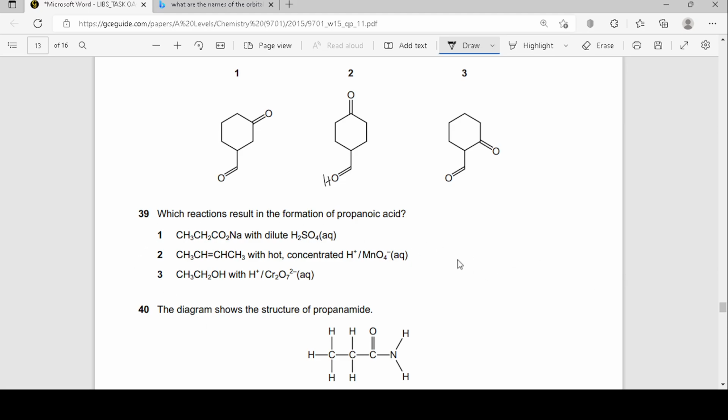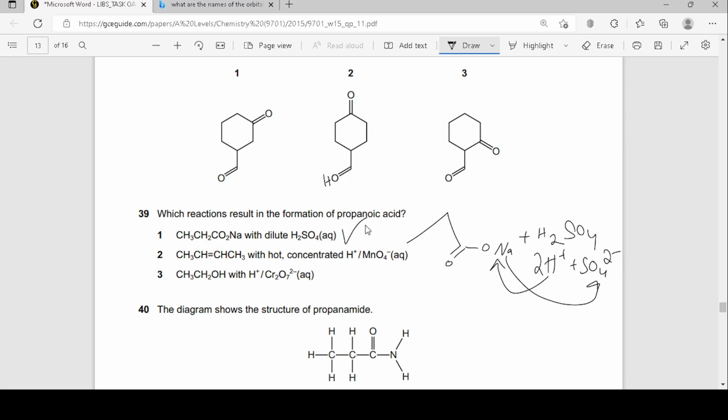Which reactions result in the formation of propanoic acid? So we have CH3CH2COONa plus H2SO4. This is a salt reacting with an acid. Will that give me propanoic acid? It will, because H2SO4 has 2 H plus and SO4 2 minus, right? So it's possible for one H plus to go there and this forms Na2SO4. That is very possible. So that is true. The first one is right.